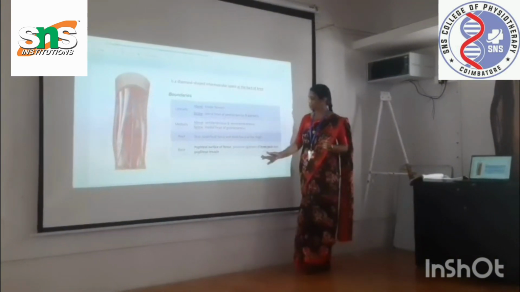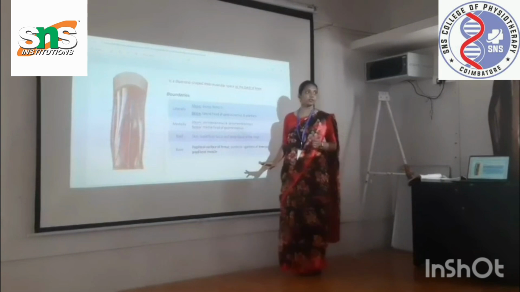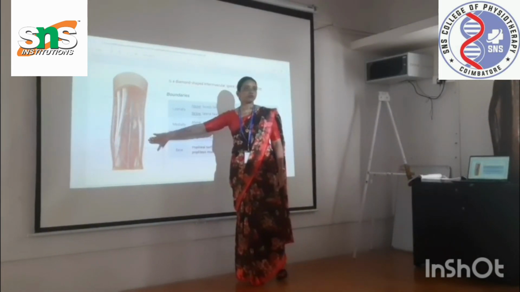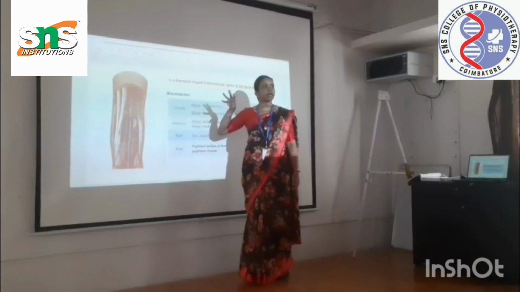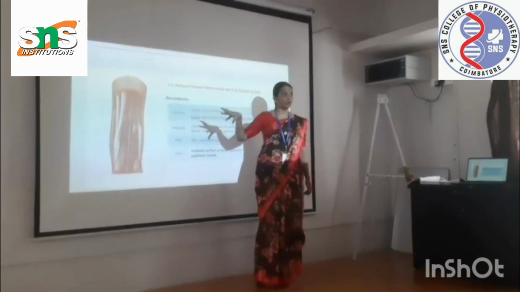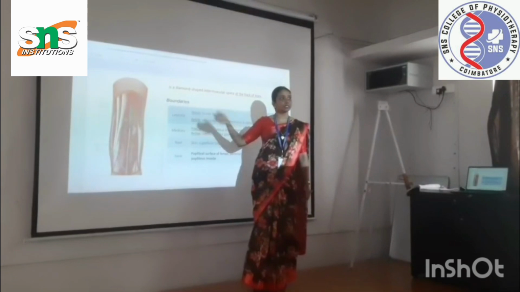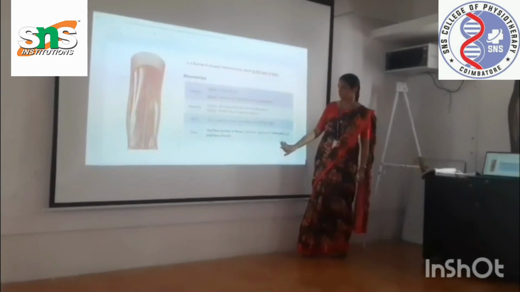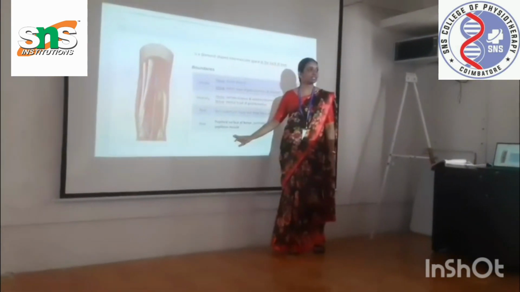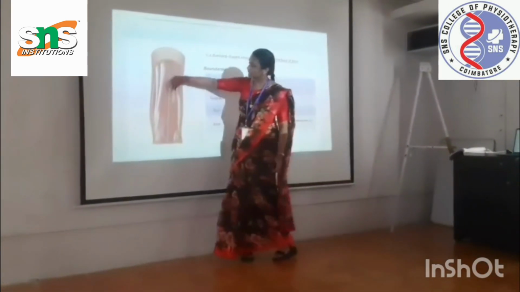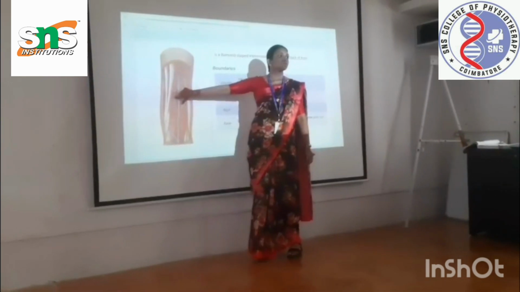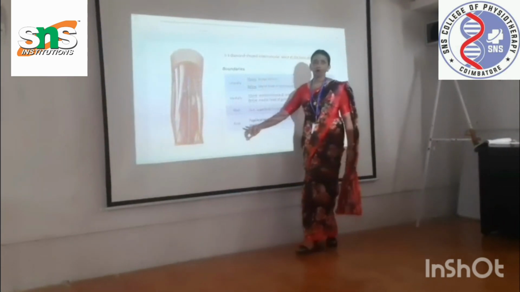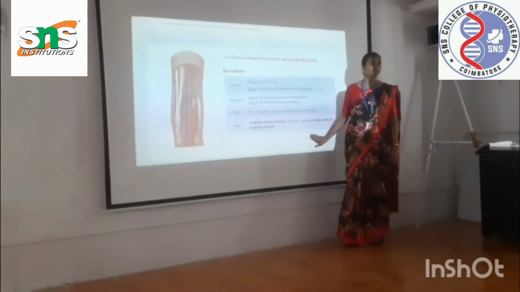The next one is the posterior ligament of the knee joint. Behind the knee is present the popliteal fossa, so the popliteal fossa is based on the knee joint. So the ligaments that are present behind the knee will form the floor of the popliteal fossa. The next is the popliteus muscle. The muscle which is present inside the popliteal fossa is called the popliteus muscle. That muscle is also forming the floor or base of the popliteal fossa.